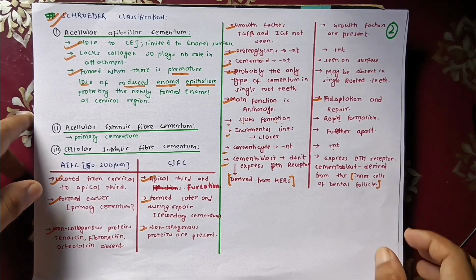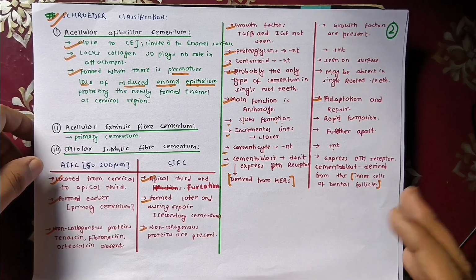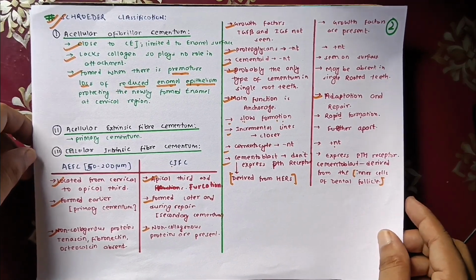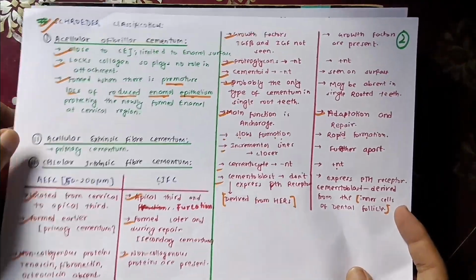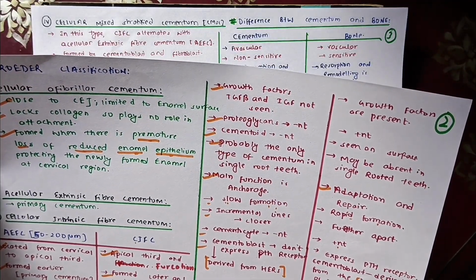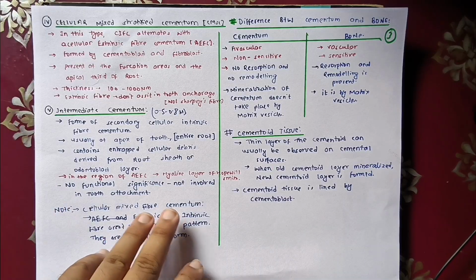Okay, every point of that chapter comes up in every chapter of oral histology, and you should prepare that chapter well. Okay, now we have completed these three types of the Schroeder classification.